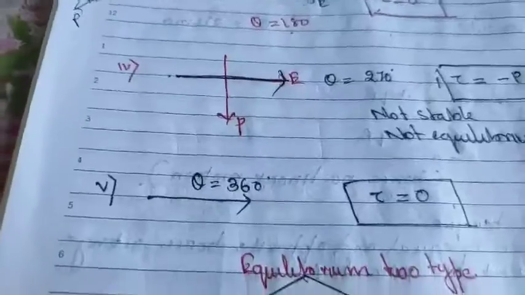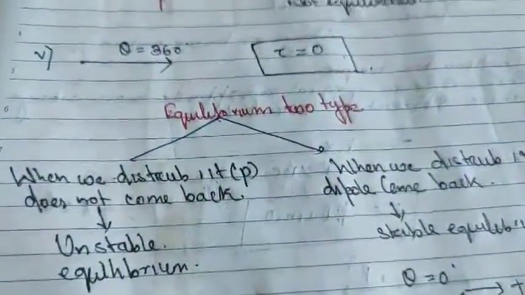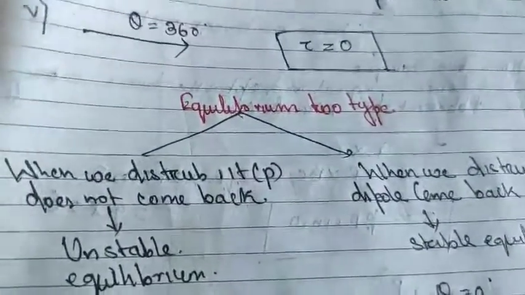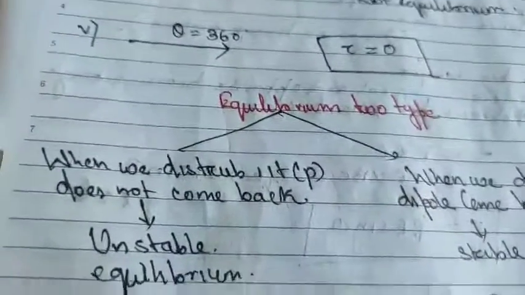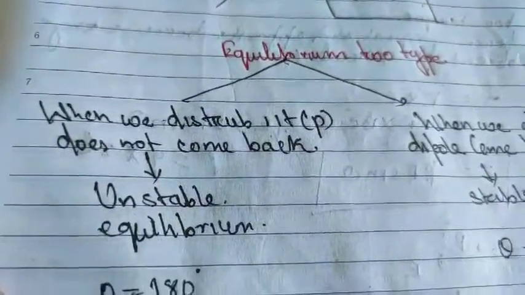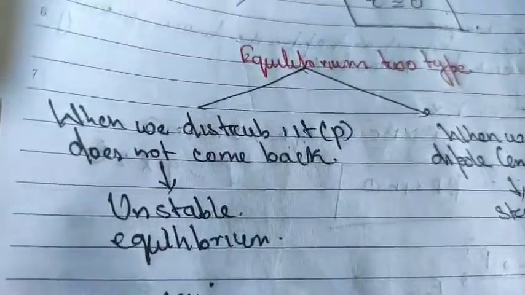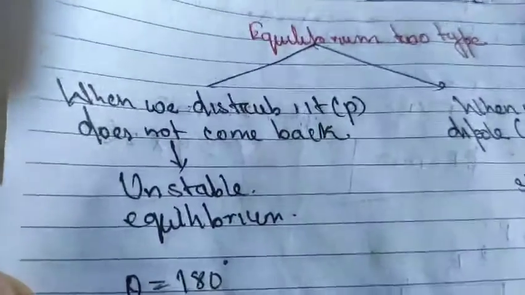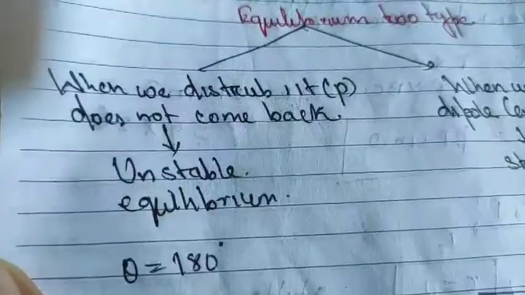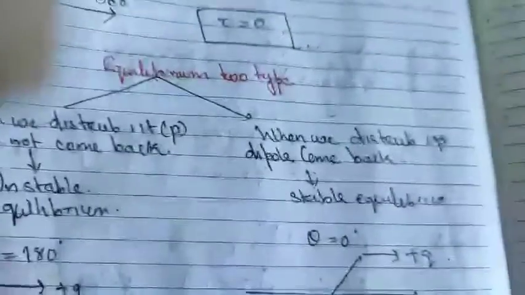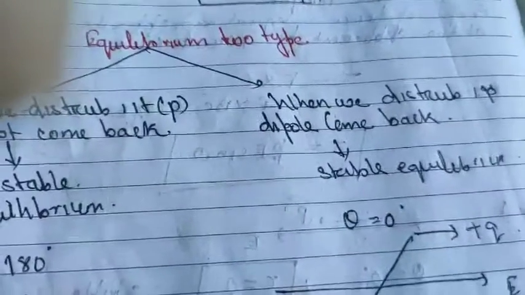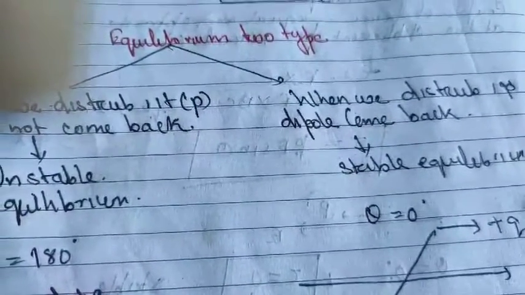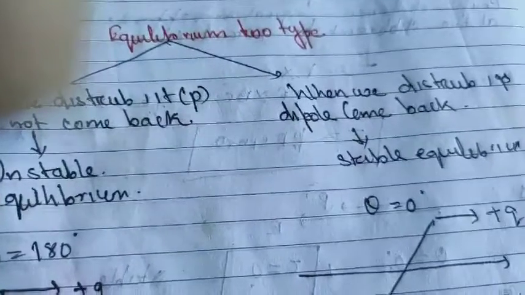So for stable and unstable, a few lines I have written for you. See, when we disturb it, if the dipole does not come back to its original position, even though torque is 0, it is not a stable condition, it is an unstable condition. But when we disturb it and the dipole comes back to its own position, means theta is 0, at that time we can say stable equilibrium.